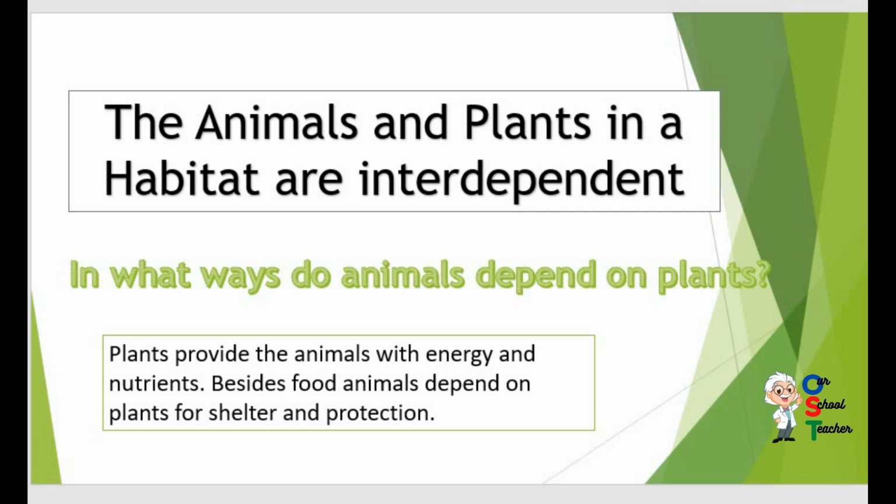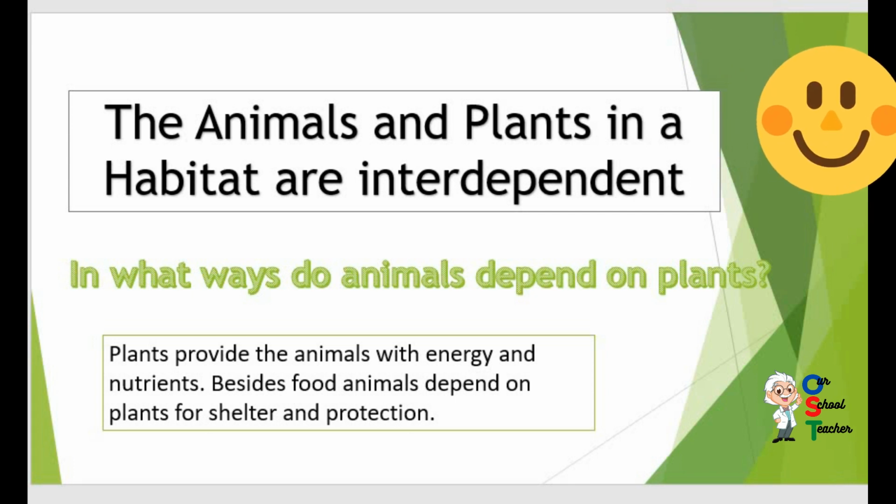Now the question is, in what ways do animals depend on plants? Plants provide the animals with energy and nutrients. Besides food, animals depend on plants for shelter and protection. So, animals depend on plants for food, for protection, for shelter.